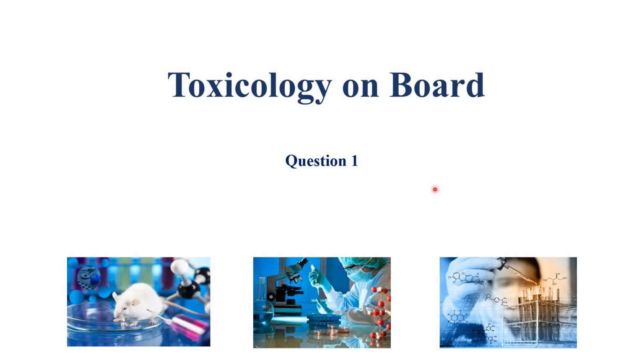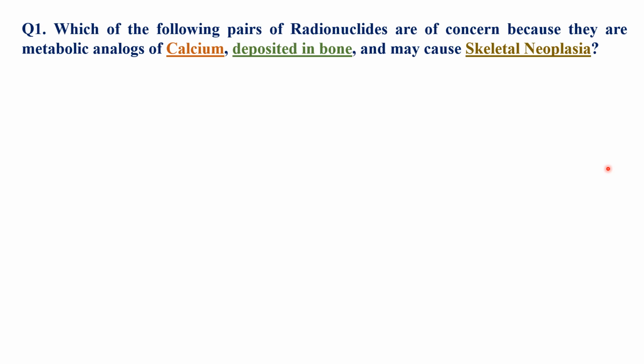So let us go directly to our first question. Question number one. Which of the following pairs of radionucleotides are of concern because they are metabolic analogues of calcium deposited in the bone and may cause skeletal neoplasia?